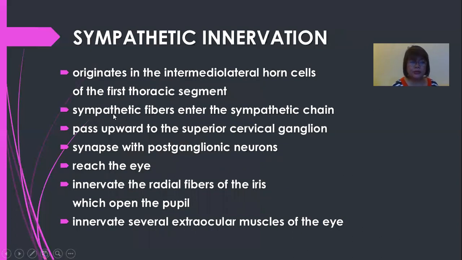The sympathetic innervation originates in the intermediolateral horn cells of the first thoracic segment. The sympathetic fibers enter the sympathetic chain and pass upward to the superior cervical ganglion. It synapses with the postganglionic neurons and reaches the eyes. It innervates the radial fibers of the iris, which open the pupils. So sympathetic innervation causes dilatation of the pupils. It also innervates several extraocular muscles of the eye.